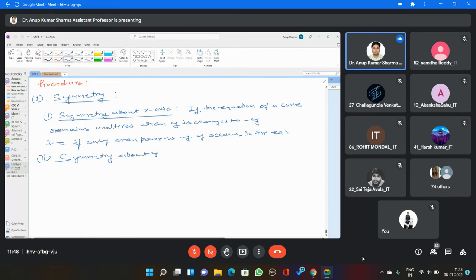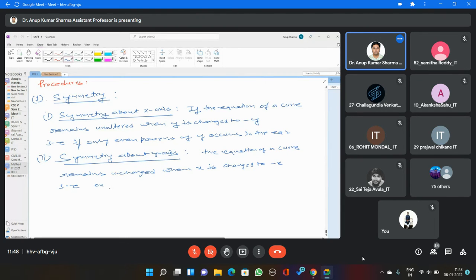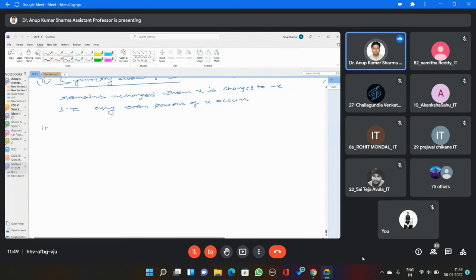Symmetrical about the y-axis, in a similar manner: if the equation of a curve remains unchanged when x is changed to minus x, that is, only even powers of x occur in the given equation.